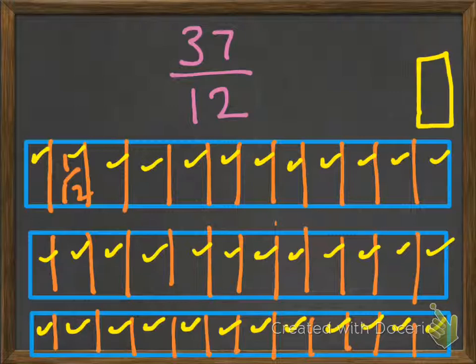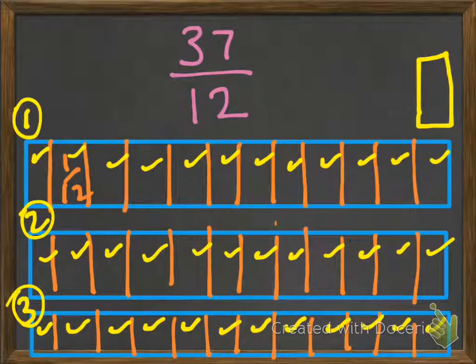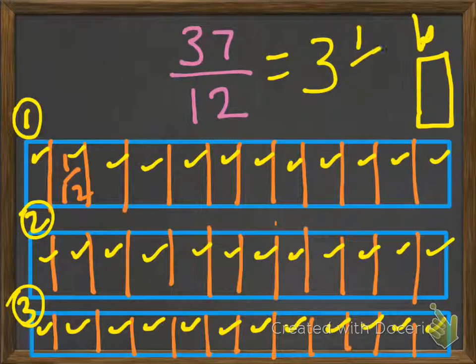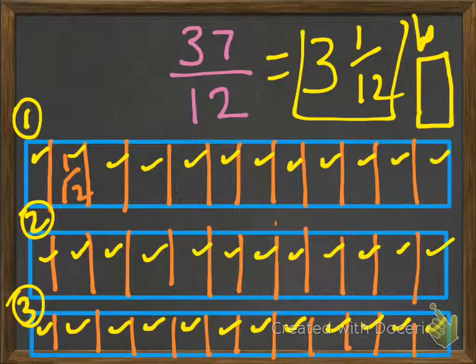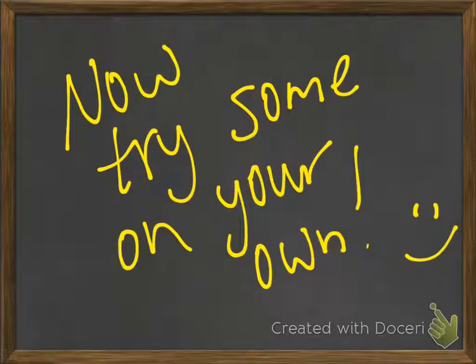So it takes all of these, so we have one whole here, another whole here, another whole here. So this is going to be 3 wholes plus this one right here, and 1/12. So we have 3 wholes and a 1/12. How'd you do? Alright, well now try some on your own. Good luck.